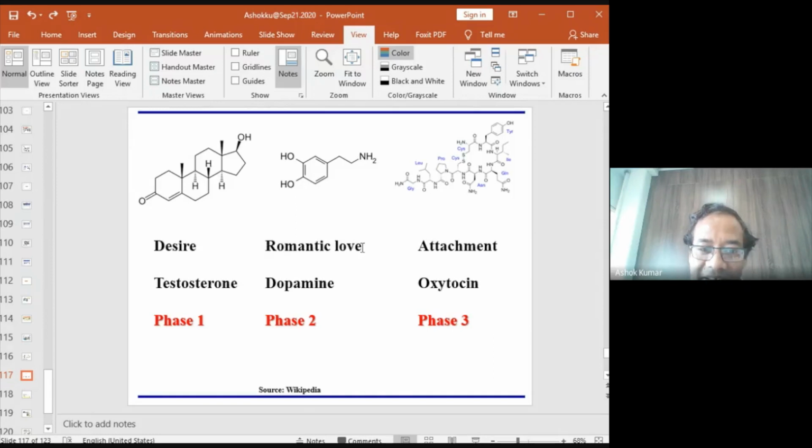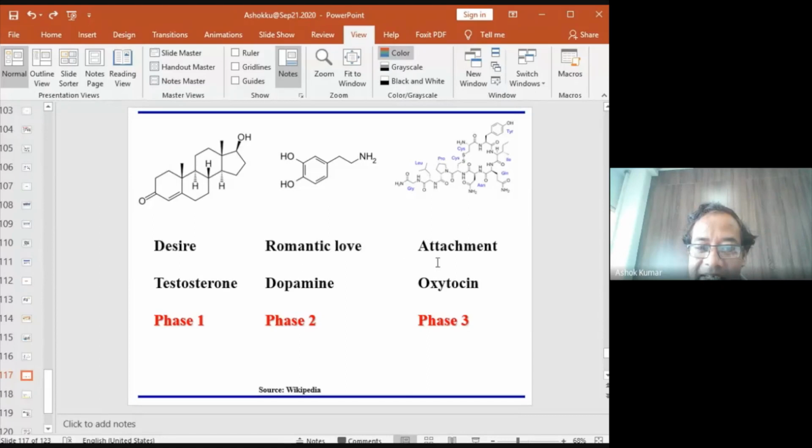comes to romantic love. So the chemical now changes. This is the dopamine, which is secreted in higher amount. So suppose if you insert this chemical by injection into somebody's body and increase the amount of this chemical, this desire will further enhance, or if you reduce this chemical, the desire will reduce.